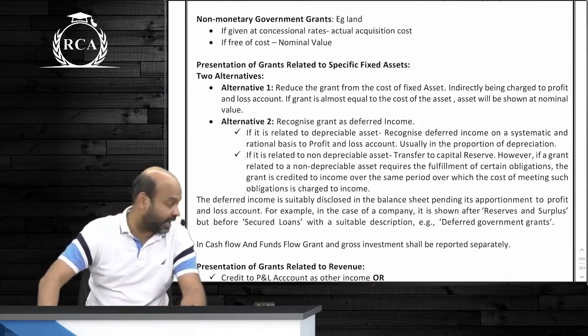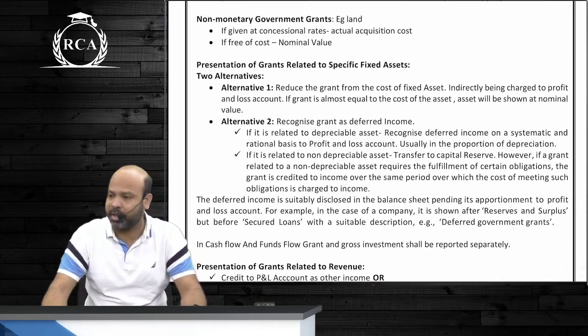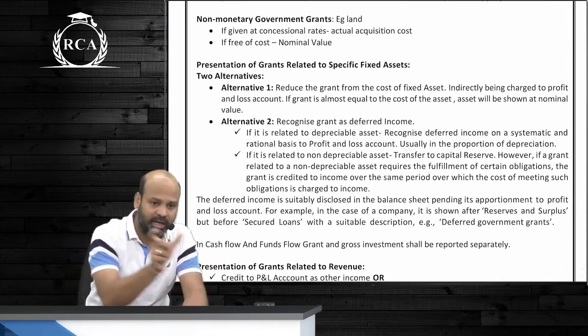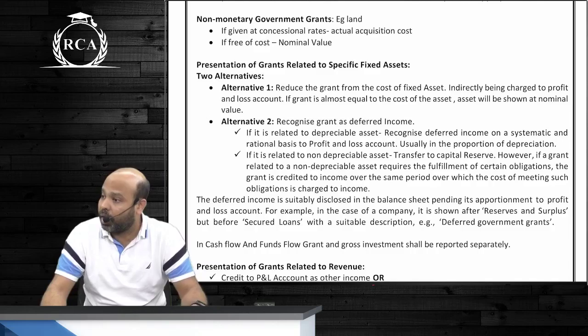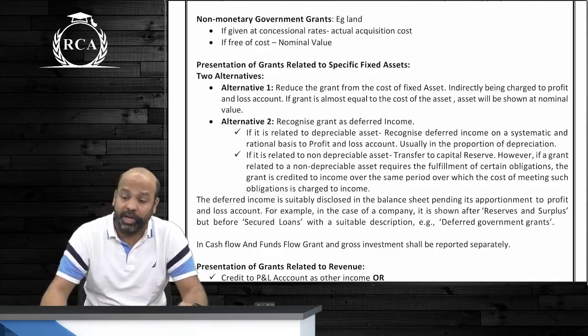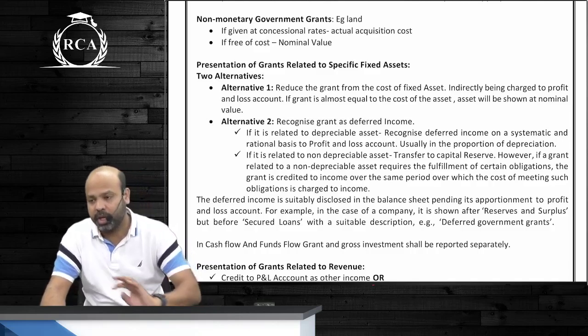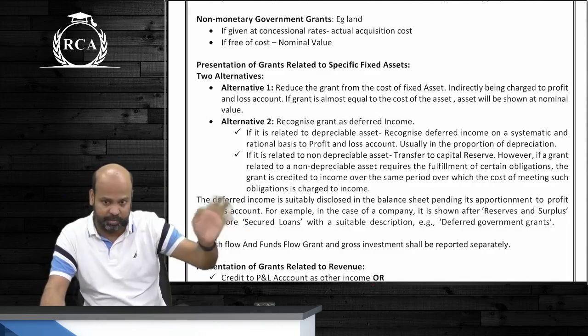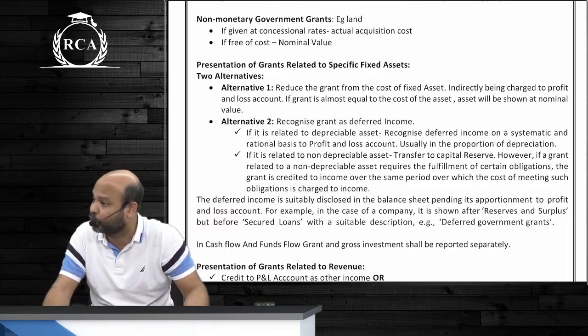As far as accounting for government grant is concerned, guys, I said we have to divide them into two broad categories: non-monetary grant and monetary grant. Under monetary grant also, beta, you will have grant in respect of capital expenditure and grant in respect of revenue expenditure. Capital expenditure again, beta, will be a specific asset, which can be depreciable or non-depreciable, or an entire project.